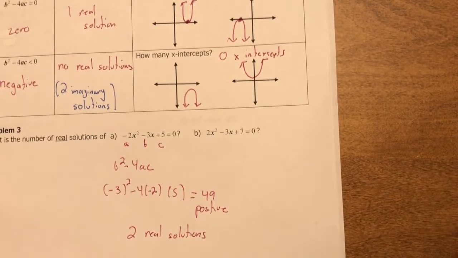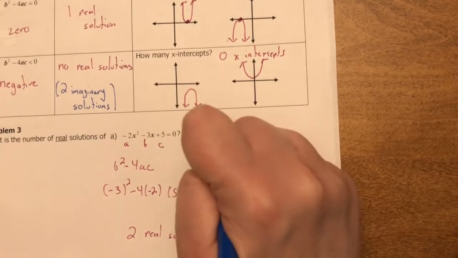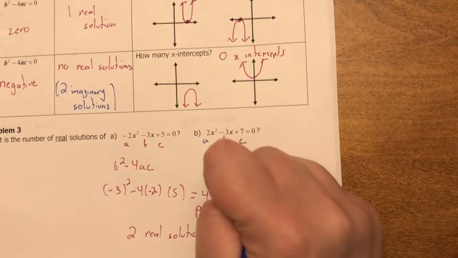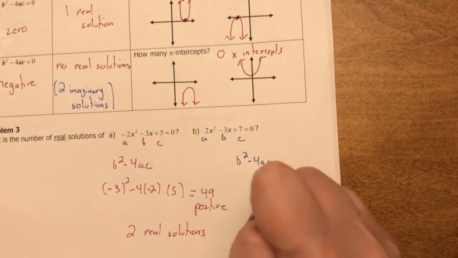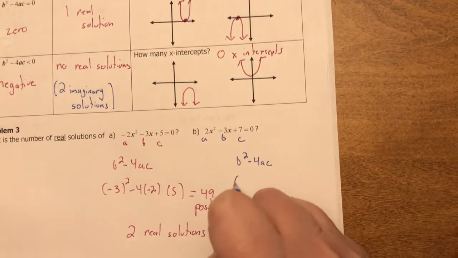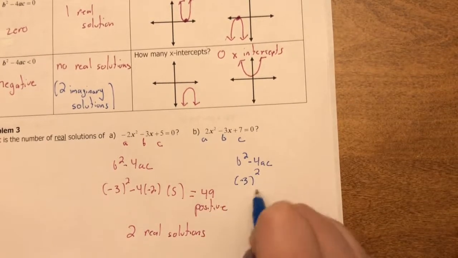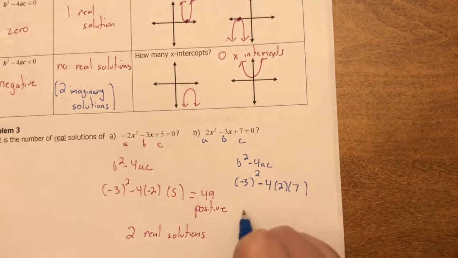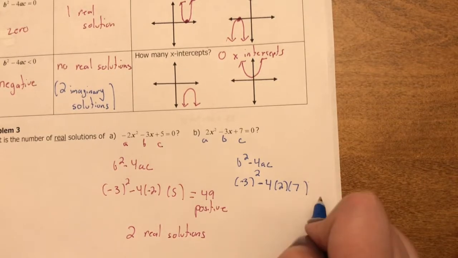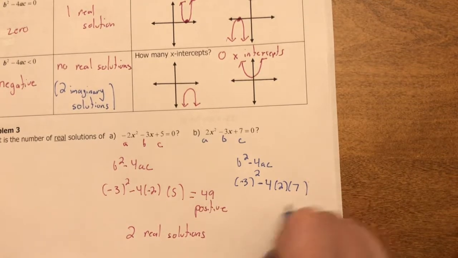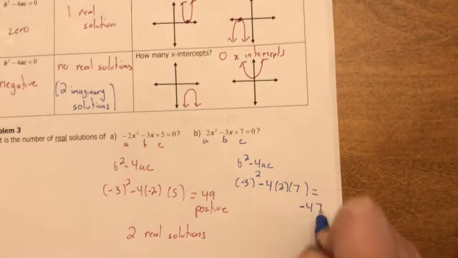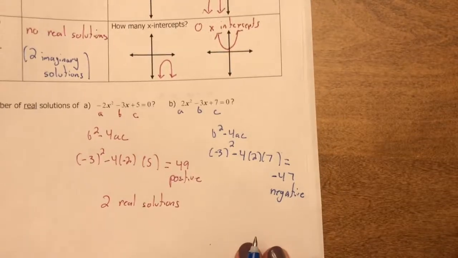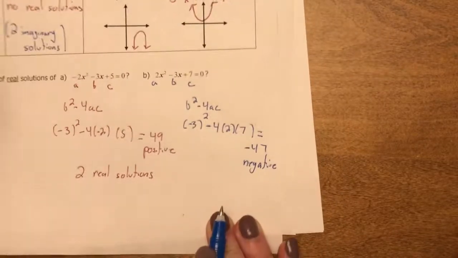Okay? So same thing for the last one. Go through and try it. Identify your a value, which should be 2, your b value should be -3, and your c value should be 7. So you're going to do b squared minus 4ac, and you're going to plug that in. So you're going to have -3 squared minus 4 times 2 times 7. And that will end up giving you -47. And again, when our answer is negative, that means we would be taking the square root of a negative number. We will have no real solutions.